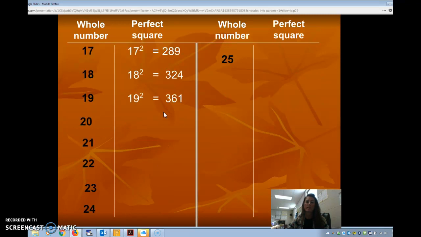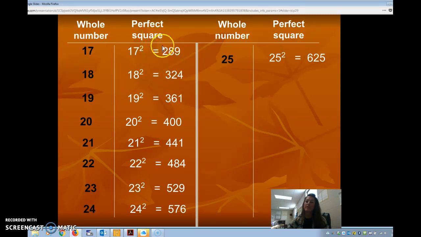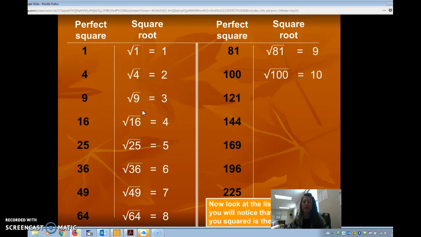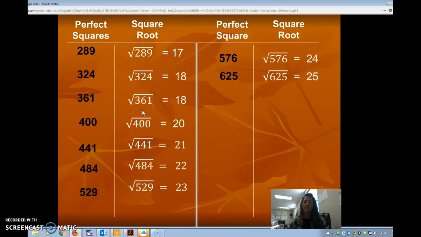Let's go to 17 through 25. Make sure that you have the correct numbers. Okay, so these larger numbers like 289, 324, 361, 400, these are your perfect squares. So if I take the square root of 441, the answer is 21, because 21 times 21 is 441. So this shows you how to take the square root. So you have a list that you can actually use 2 different ways.